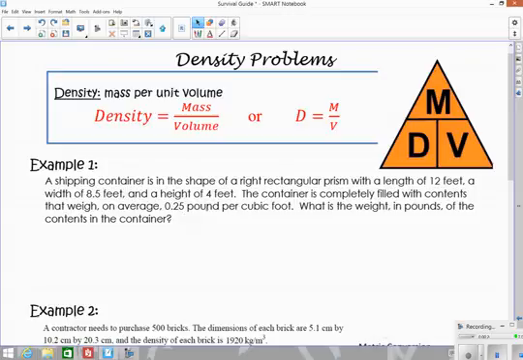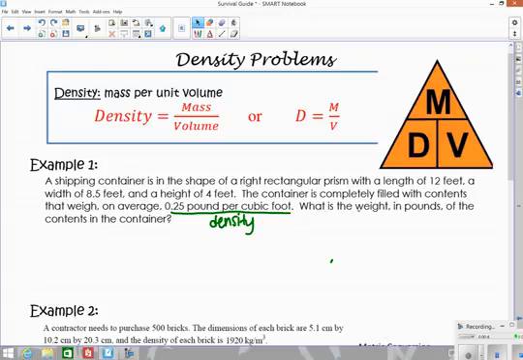So this right here, as soon as I read this, this is the density. And I know it's the density because of the units. Because it's pounds per cubic foot, that means density to me because it's the mass or the weight, which is the pounds per volume. Volume will always be in cubic feet, inches, something like that.